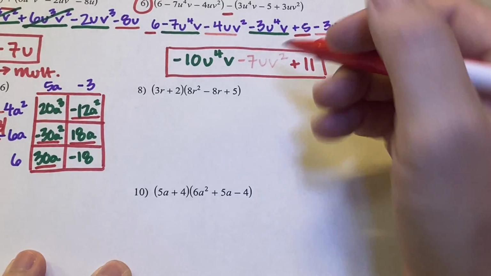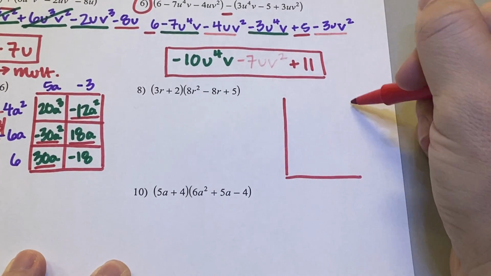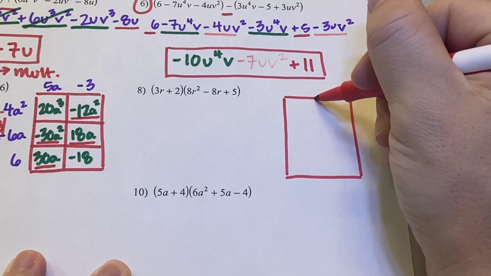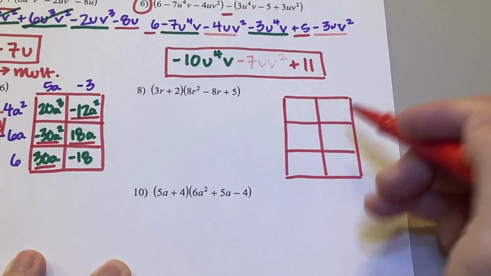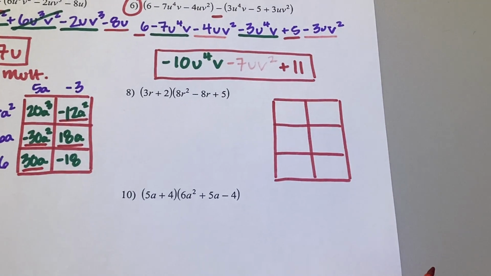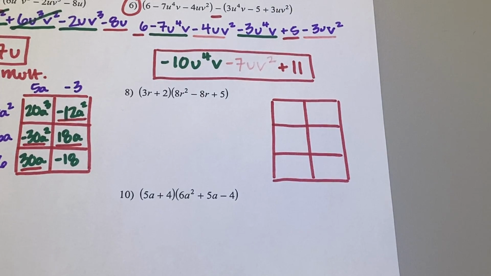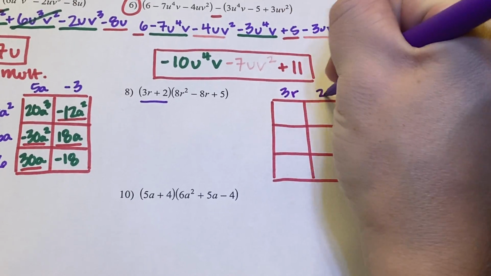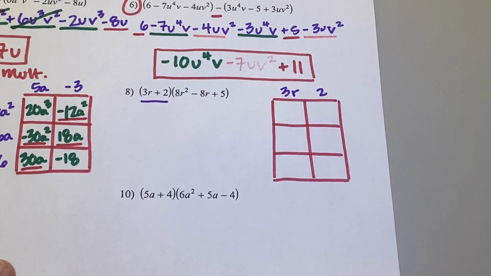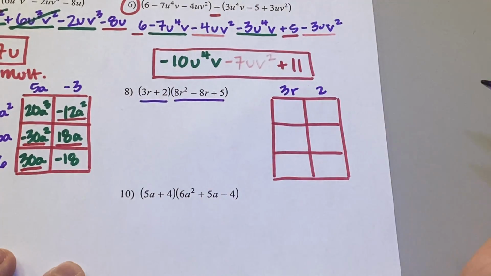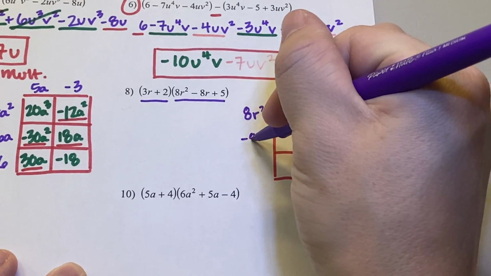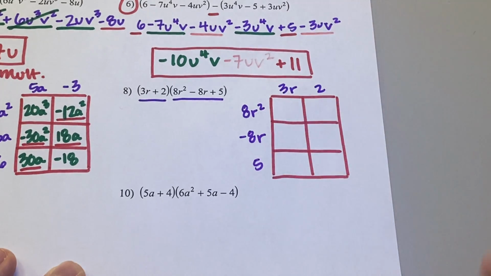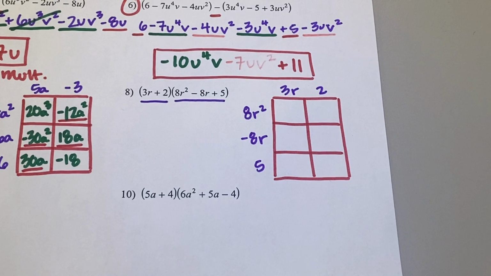Okay, let's look at number 8. Again, draw yourself a box. Cut it in half, then give yourself 6 total boxes. Okay, your binomial, meaning your 2 terms, goes on top. 3r positive 2, 3r plus 2. Trinomial, the guy with 3 of them, goes down the side. 8r squared minus 8r positive 5.